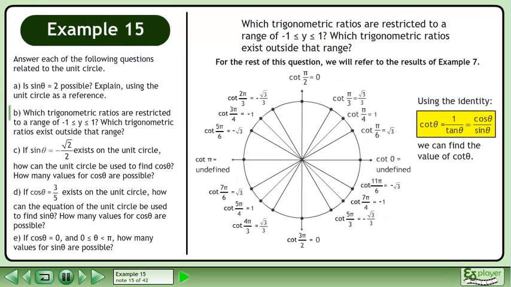Bring up the result from example 7d. Using the identity cotan theta equals cos theta over sine theta, we can find the value of cotan theta. Cotan theta can be any real number.